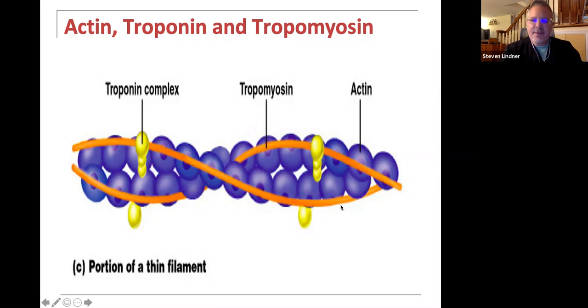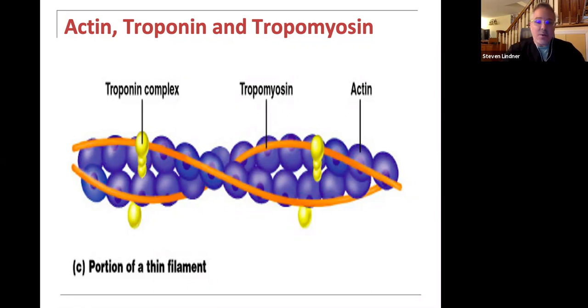Why? Because there's this protein that's covering it, this orange string. This orange rope or this orange string is called tropomyosin. And tropomyosin is covering that target. The name of that target is called a binding site. It's a binding site. Keep that in mind. Sometimes it's called an active site. Sometimes it's called a binding site. They're interchangeable terms. Active site or binding site.